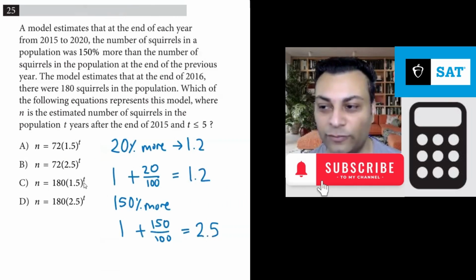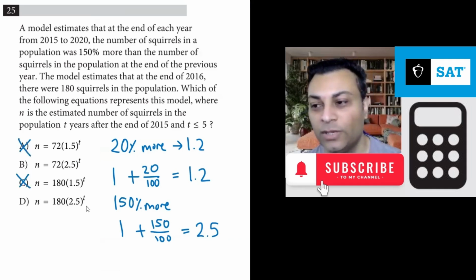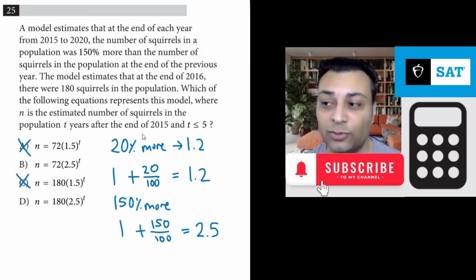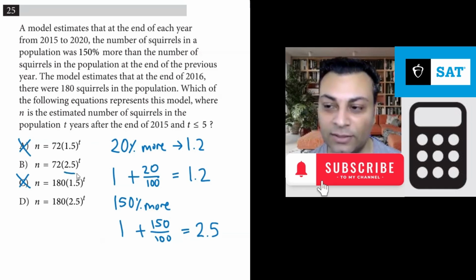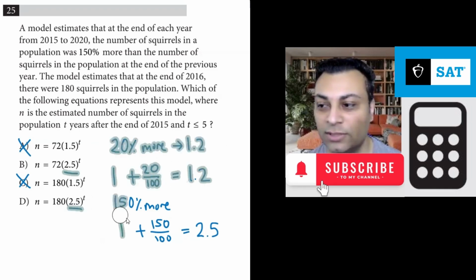Now be very careful, 1.5 is actually 50% more, not 150% more. So we want to use a 2.5. So our choices are B and D. This is out, and this is out. Now, the real question is, at the end of 2015, because t stands for years after 2015, do we want to use 72 or 180? We have the correct number in the parentheses, but we don't know whether it's 72 or 180.